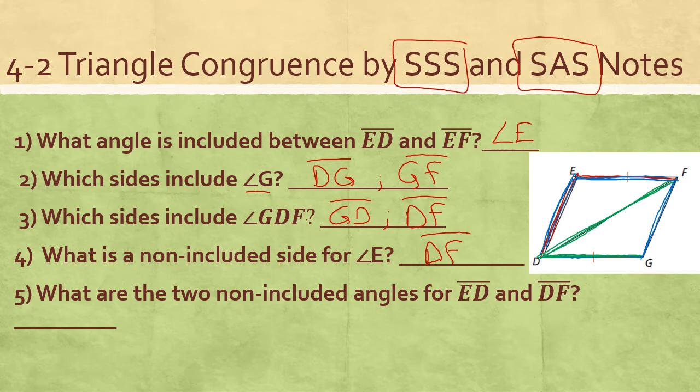Okay, now what are the two non-included angles for ED and DF? So segment ED and DF, that's this middle right here and this left side here. What are the two non-included angles? We have one angle that's between them, right here, so we're talking about the other two angles. That would be angle E, and I can't just call it angle F, so that would be angle EFD. Again, I can't just call it angle F because there are multiple angles at F.